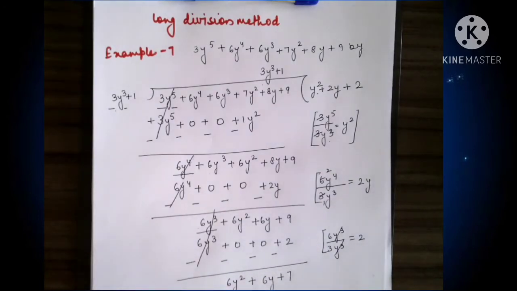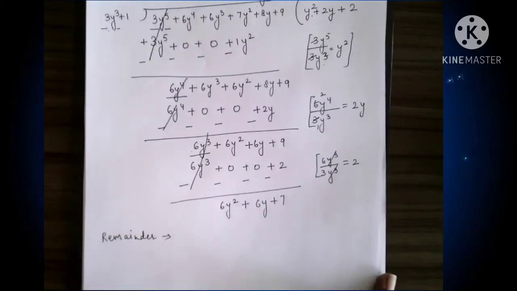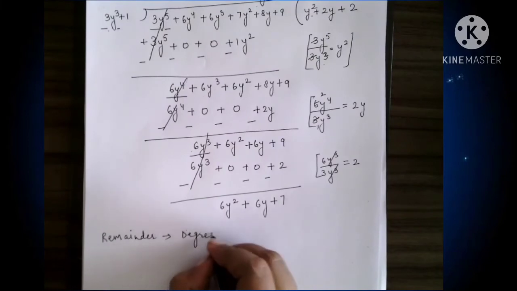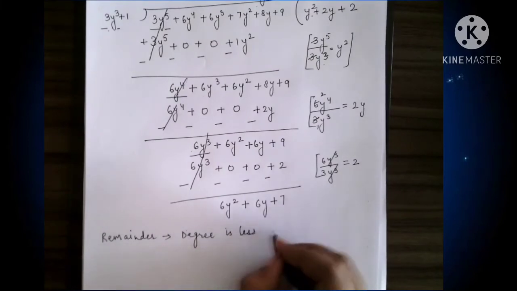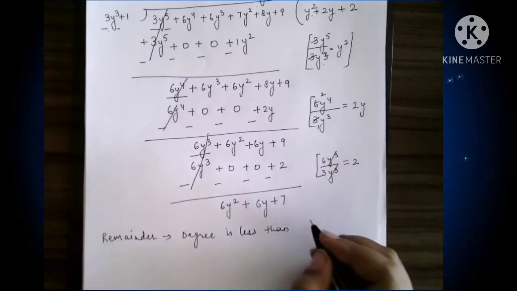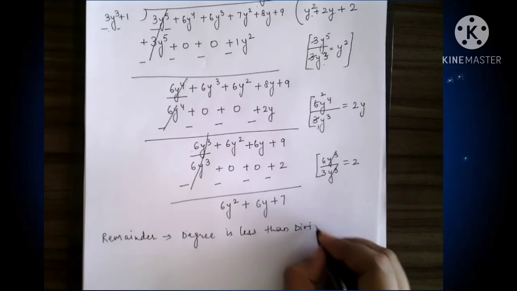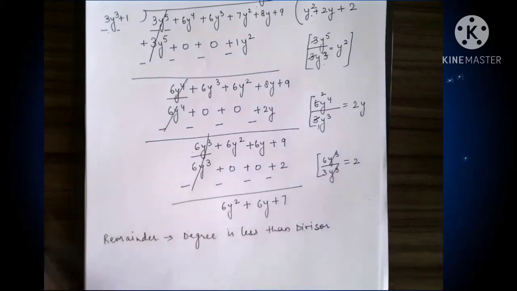This has come to you. But mind it, this is not your new dividend. This is your remainder. How do we come to know this is the remainder? Keep in mind students, how will we come to know what our remainder is? The degree is less than the divisor. At whichever step the degree of the remainder becomes less than the divisor, that step will be the final one. Now you can check.